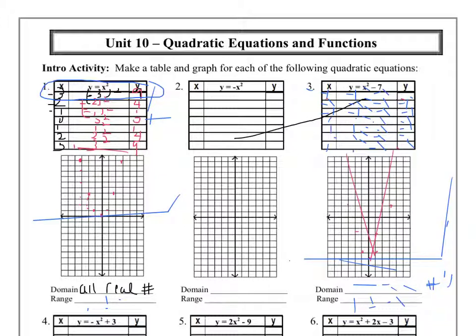So for right now, I'd like you to pause the video and try numbers 2, 4, 5, and 6 on your own. And then I will give you the answer key to check these. You can use the same domain values of negative 3, negative 2, negative 1, 0, 1, 2, 3, just like I did, and see what you can come up with.